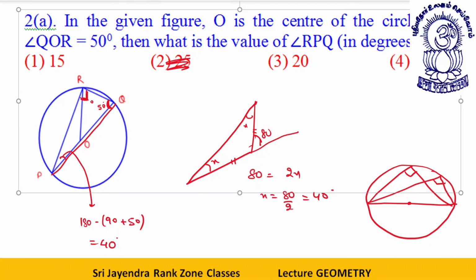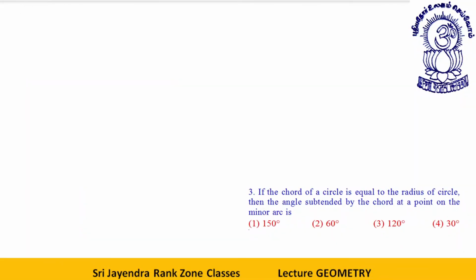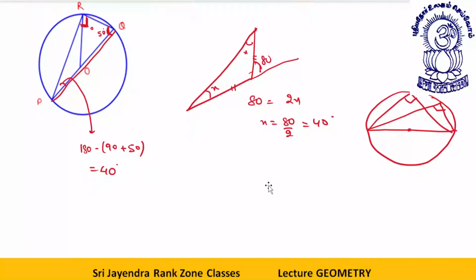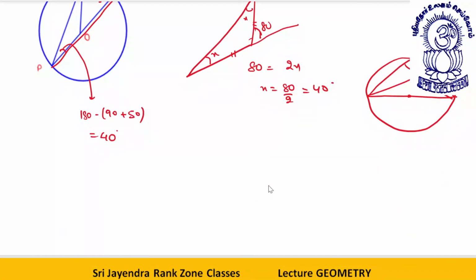Let me move to the next one. Students, while reading, I think I just read this as RQO. Let's make it RQO. If we make it RQO, the solution will be like this. Okay. But what was the actual question? Let me do it again. The actual question was angle QOR is equal to 50 degree. We will do that also. It won't take that much of time.